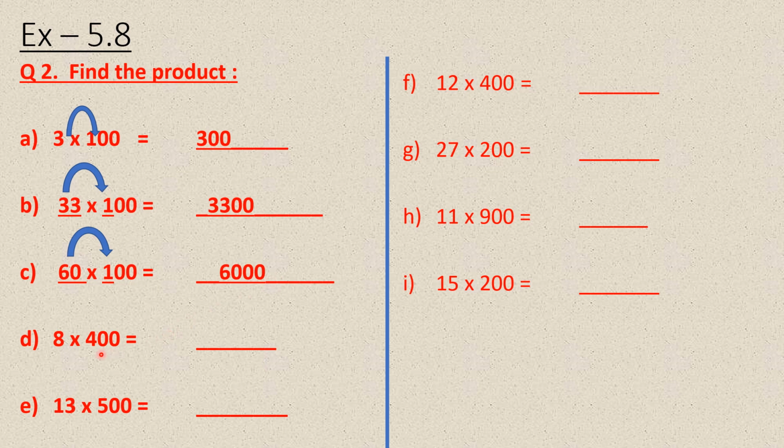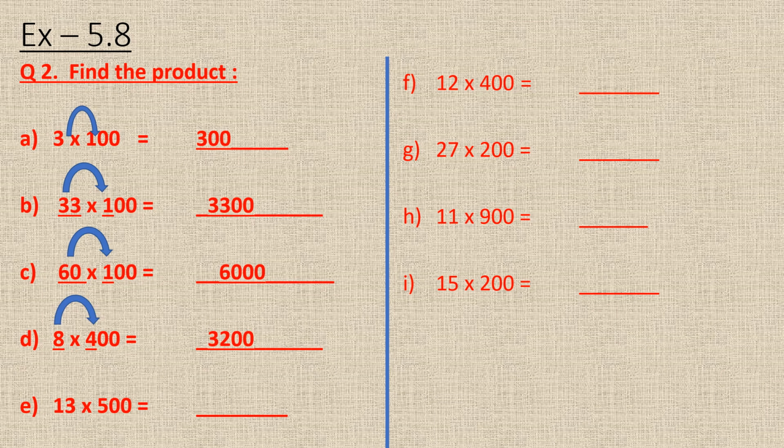Now D number question, children. Multiply 8 and 400. So again, what will you do? Tell me. You will multiply 8 and 4. So 8 4s are 32 and these 2 zeros you write here. So our answer is 3200. Now moving to next question.